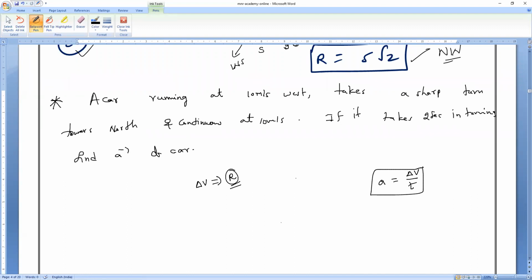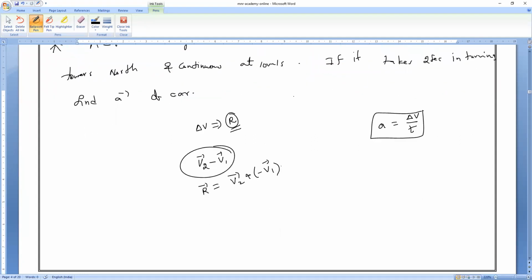First, change in velocity. You have to remember, change in velocity, meter per second square, is V2 minus V1. But of course, we cannot subtract vectors. So what we have to do is add the resultant vector, V2 plus minus of V1. So now you see, a car is running at 10 meter per second towards the west.